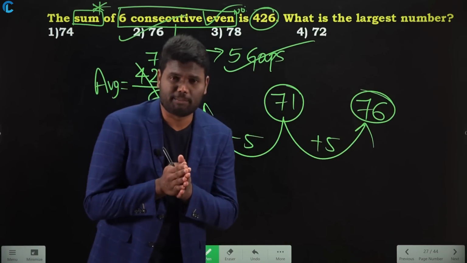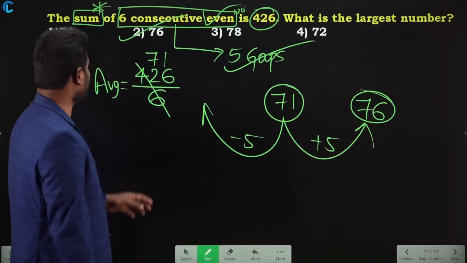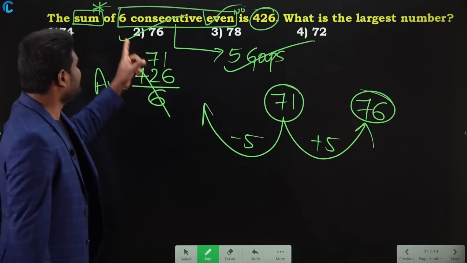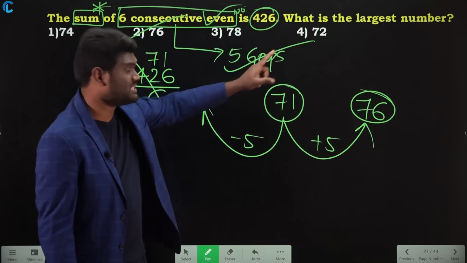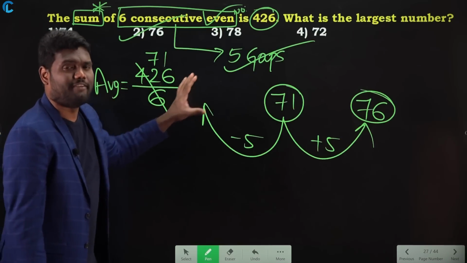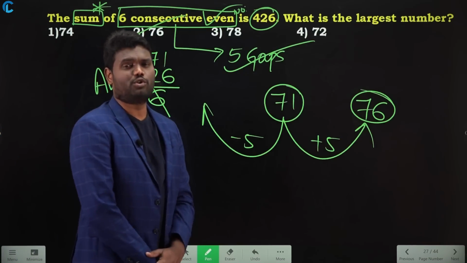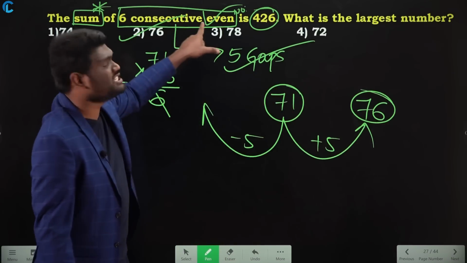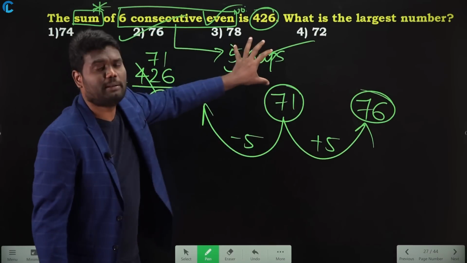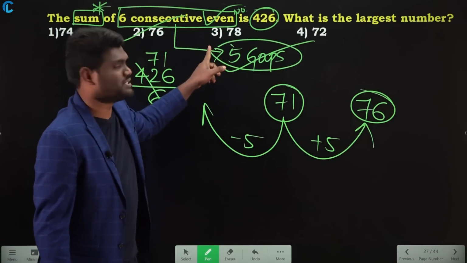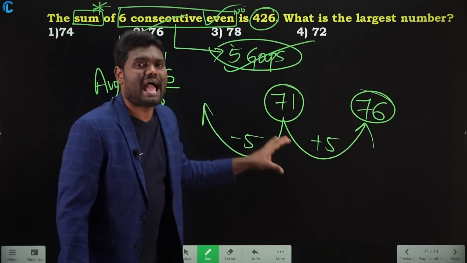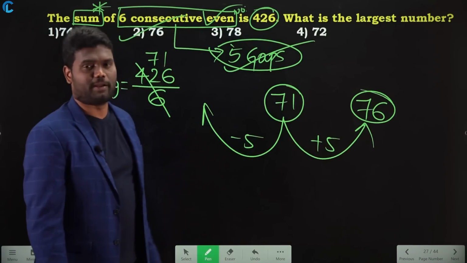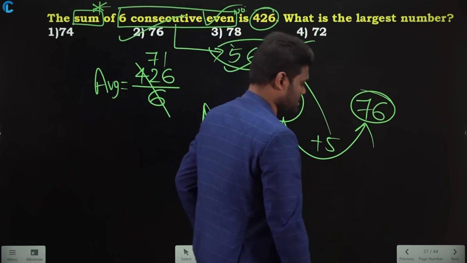Okay, very simple, but the only thing you need to observe here carefully is that the question is saying sum, it's not average. As it is sum, 6 numbers sum is 426 means average is going to be 71. The question is asking you to find the highest number, and for 6 consecutive numbers, gaps will be 5. As it is 5 gaps, directly add plus 5. If it is smallest number, then you do minus 5. Just directly add the number of gaps, nothing more than that.